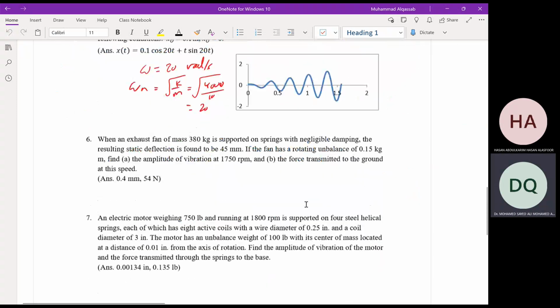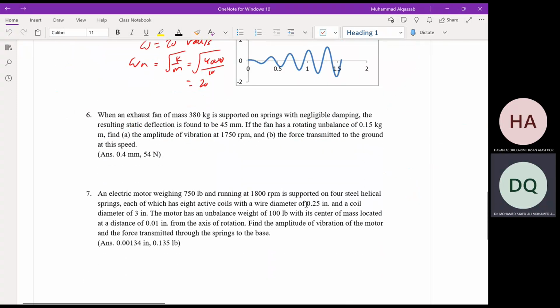Question number 6. When an exhaust fan of mass 380 kg is supported on springs with negligible damping, the resulting static deflection is found to be 45 millimeter. If the fan has a rotating imbalance of 0.15 kg·m, find the amplitude of vibration at 1750 RPM and the force transmitted to the ground at this speed. So the system is a spring-mass subjected to imbalance.